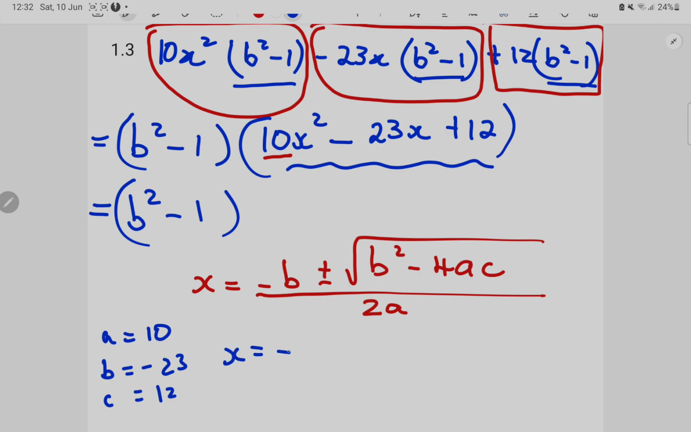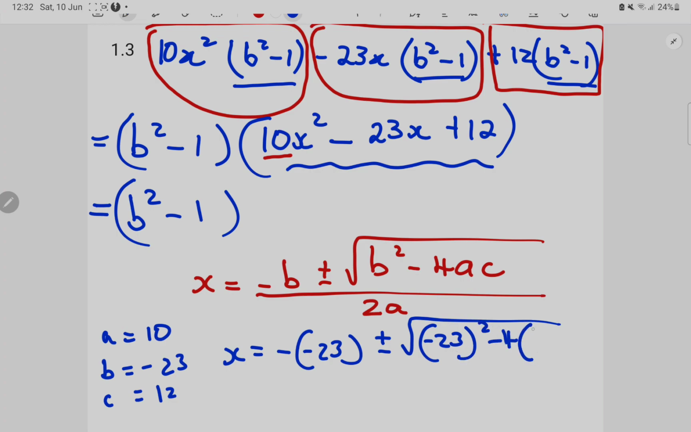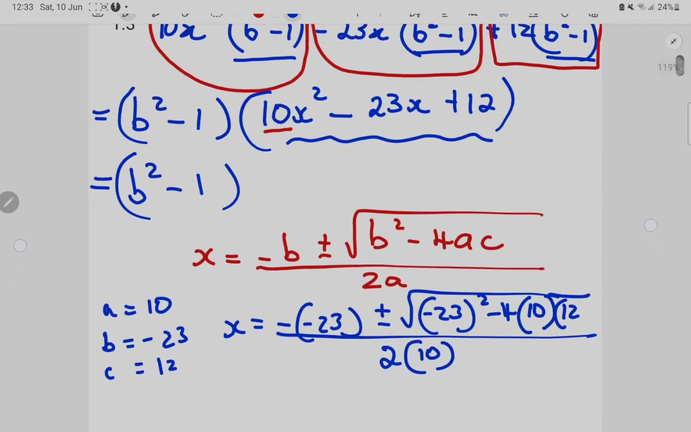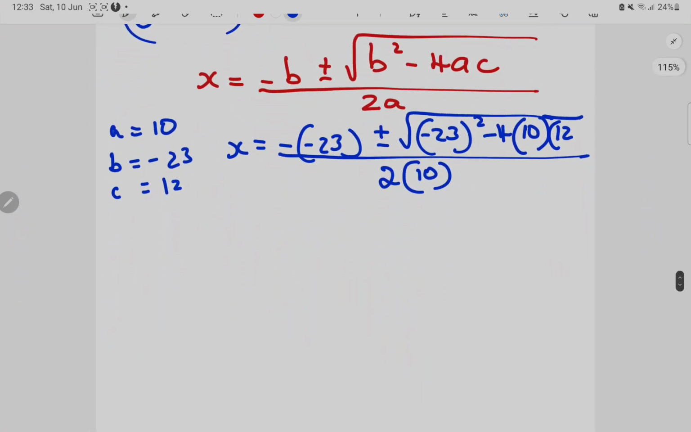So x is equal to minus of minus 23 plus or minus the square root of negative 23 squared minus 4 times a, which is 10, times c, which is 12, all over 2 times a, which is 10. Then you're going to use your calculator and check, when you are using the plus sign and when you are using the minus sign, what are the values of x. So I have quickly calculated the values of x.